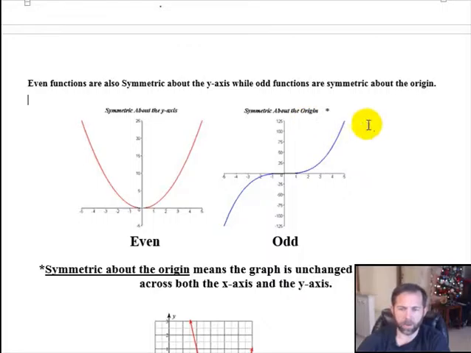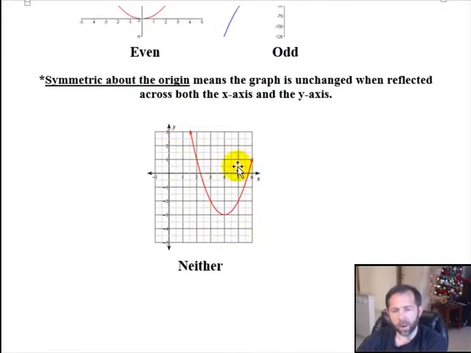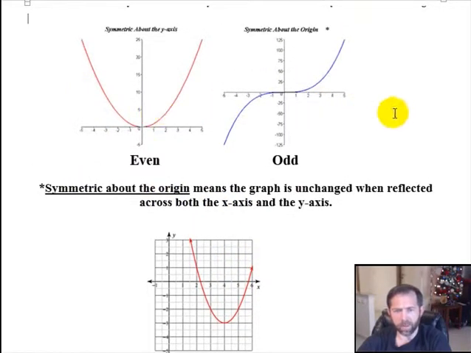So if you were to flip this curve over the x and then over the y, it would land on itself. So that's what symmetric about the origin means. And those are odd functions. This last one here is neither odd nor even because it's not symmetric about the y or the origin. So those are even and odd functions. Later we'll look into how to identify even and odd functions just from the equation. But right now you should just be able to identify them from the graph.